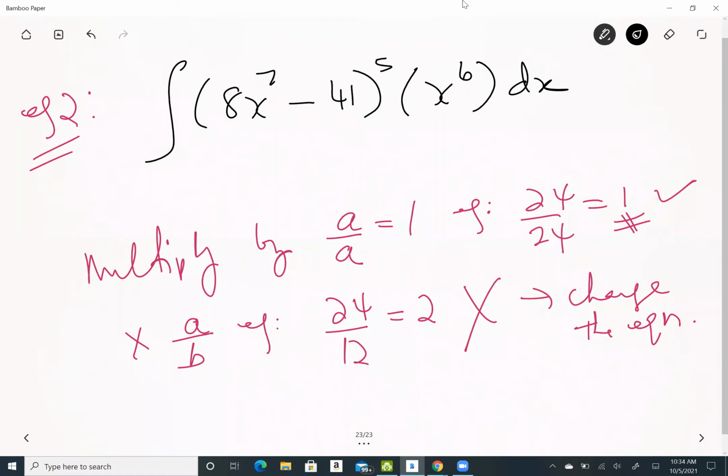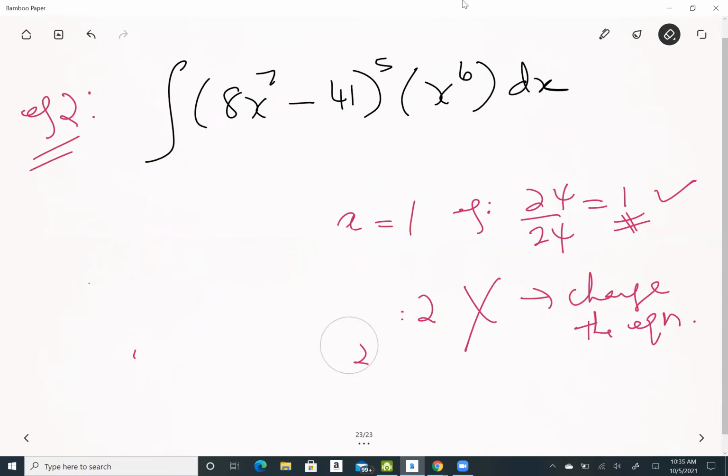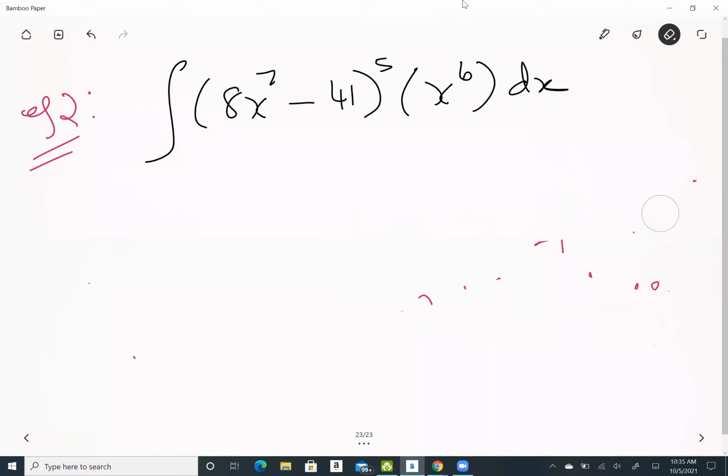You got 56x to the power of 6. Okay, good, so that is u prime. All right, now what you have is what? What is in the equation is not 56x to the power of 6. It is x to the power of 6.